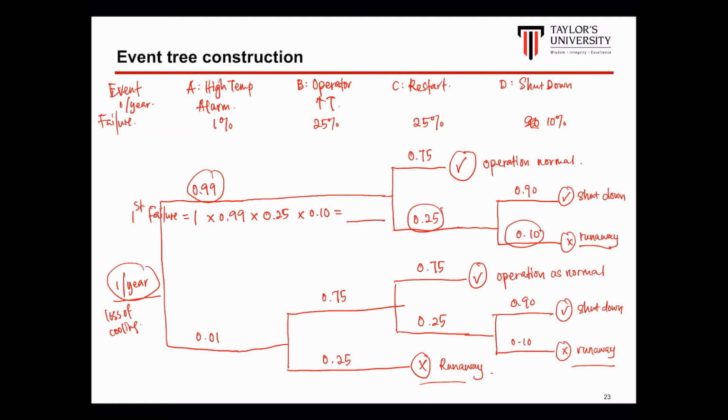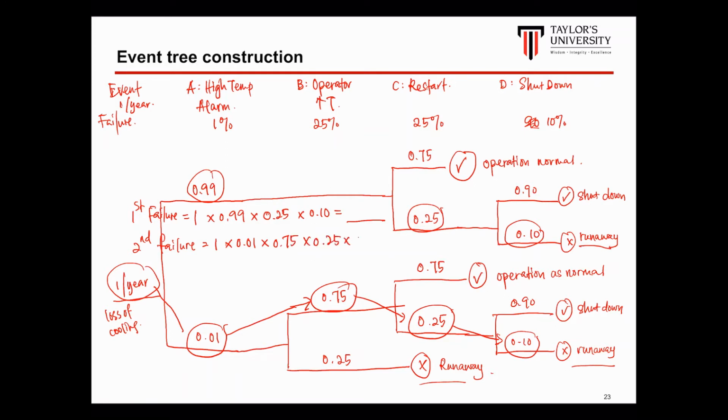Okay, you get the number. Our second failure is this route. Here comes this one, come this one, and come down this one, and this one is our second route. So the second failure is again 1 per year times 0.01 times 0.75 times 0.25 times 0.10, which is our second runaway scenario.